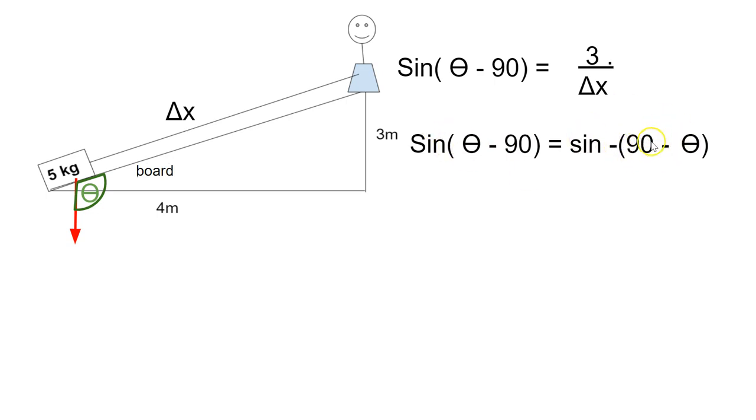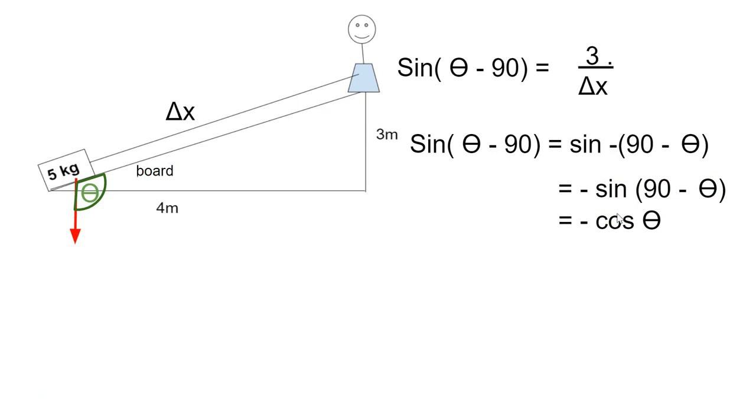So I'm just changing these two around, so that I know that sine of theta minus 90 is going to be equal to minus sine of 90 minus theta. This you've done in maths. This is just pure mathematics. And sine of 90 minus theta is going to be equal to cos of theta.